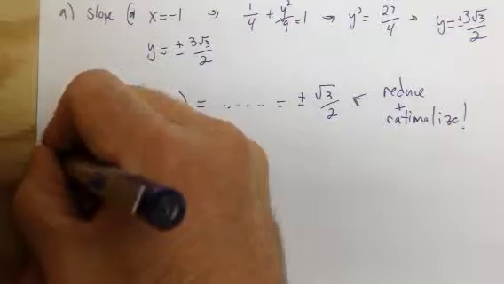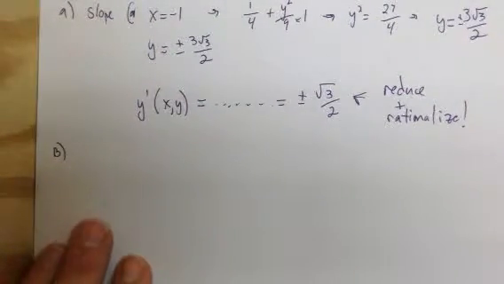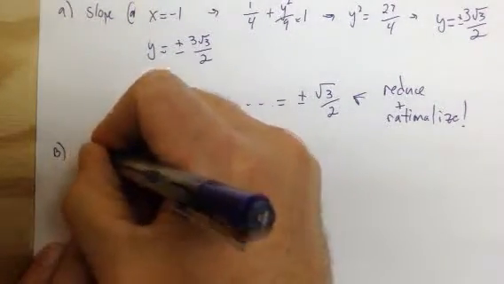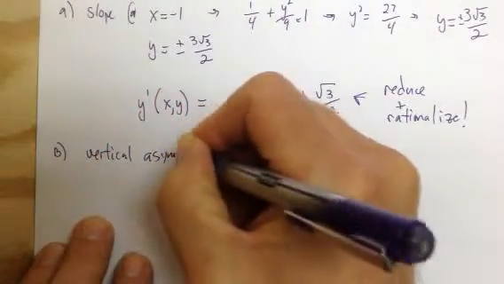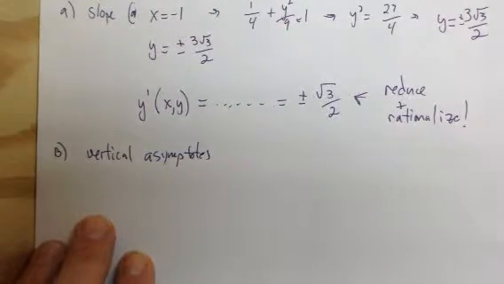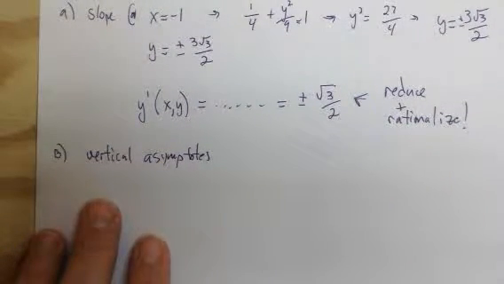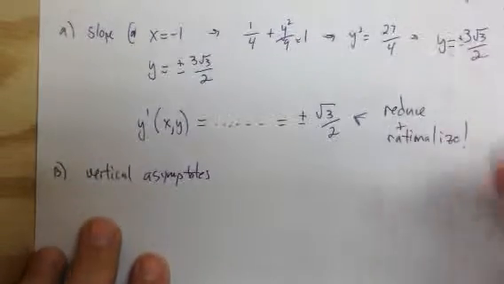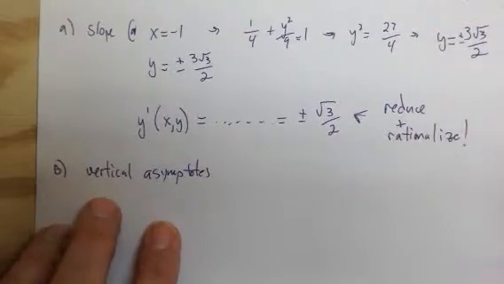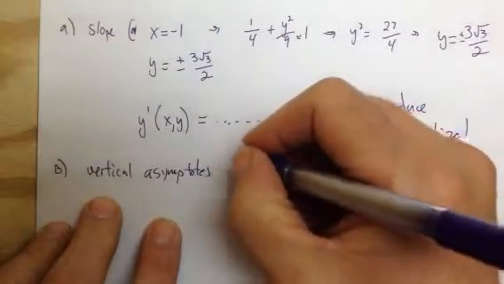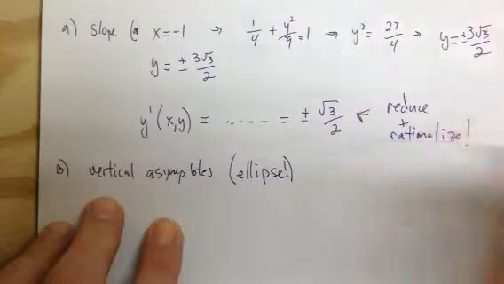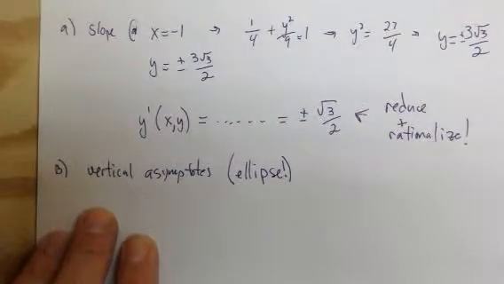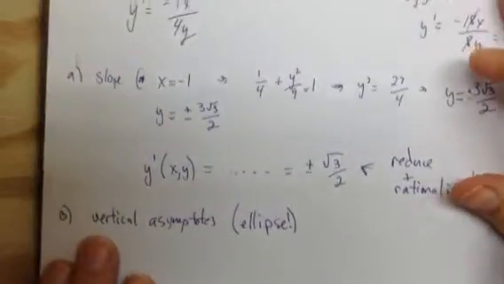Part B, I'm going to leave part B mostly out here. That's vertical asymptotes. Okay, vertical asymptotes, you could do it two different ways. One, I think the most common way, was to realize that this was an ellipse. And I'll probably leave it at that. And you can see where the vertical asymptotes are on an ellipse. Most of you got that.